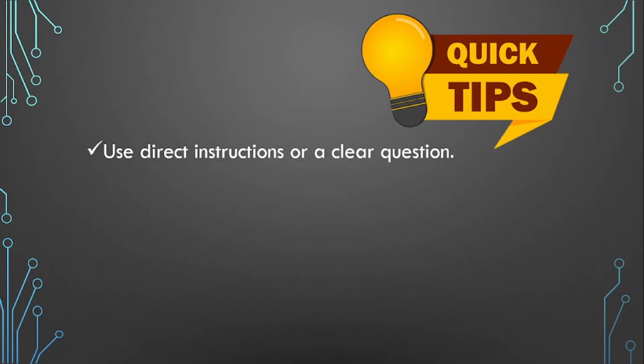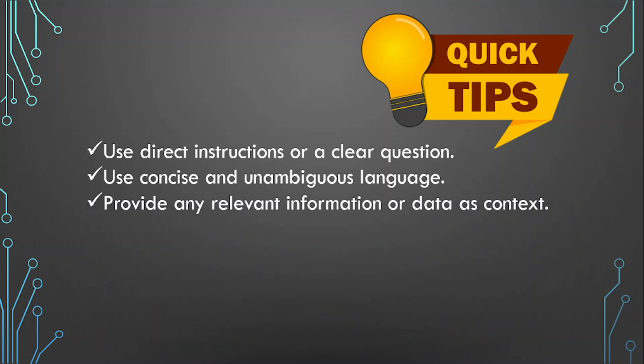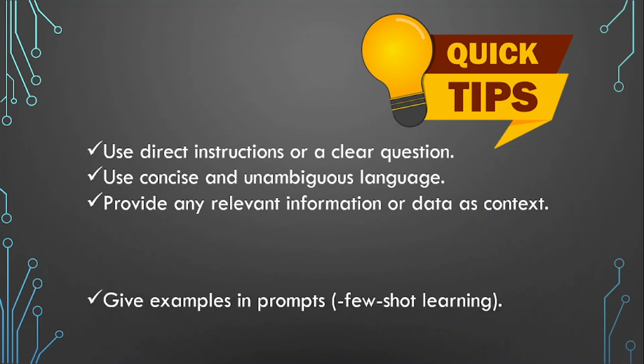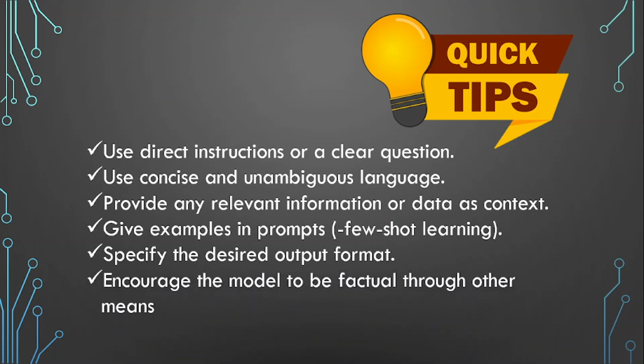Quick tips before starting: use a direct instruction or a clear question. Use concise and unambiguous language. Provide any relevant information or data as context. Use examples in prompts, a few short examples. I have seen the examples. Sometimes I give a prompt and then I re-give a prompt for accurate output to be generated. This is known as few shot learning. We are going to learn about loops under the advanced section later in the video. Specify the desired output format. Encourage the model to be factual through other means.